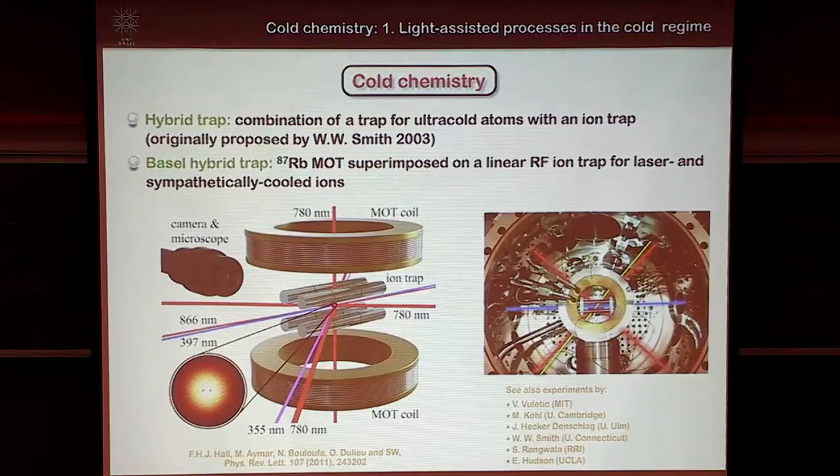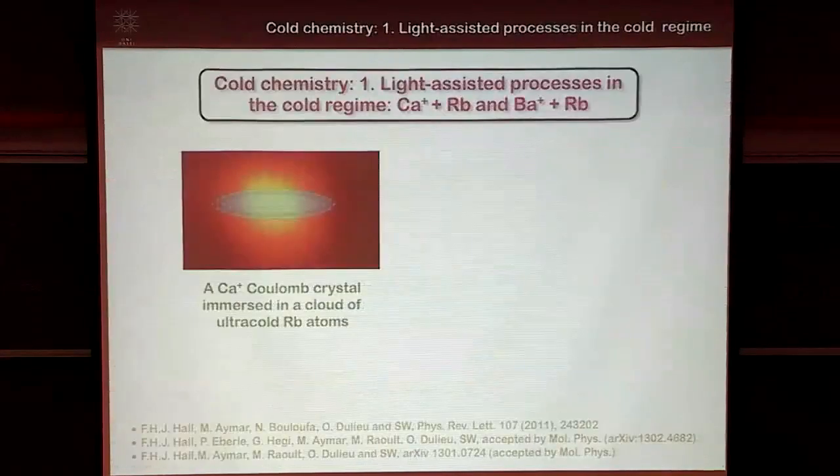So our hybrid trap is a magneto-optical trap for 87 rubidium atoms superimposed on a linear radio frequency ion trap to trap and laser cool atomic and molecular ions. So we superimpose these two traps, and then we study interactions between the atoms and the ions. So in the experiment, it looks like this.